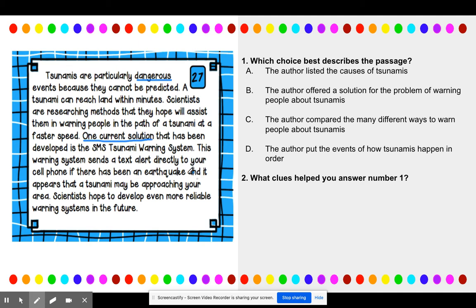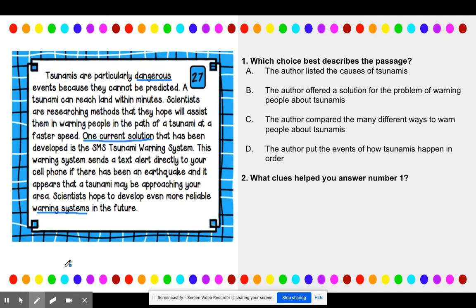Okay, it tells me about the solution, about the early warning system, and it's saying that it's giving me a warning system in the future. So when I stop and I think, what structure is this passage? I see that word dangerous. I see that one current solution, and it's telling me about how this solution could save people. I've got to think this is problem and solution.